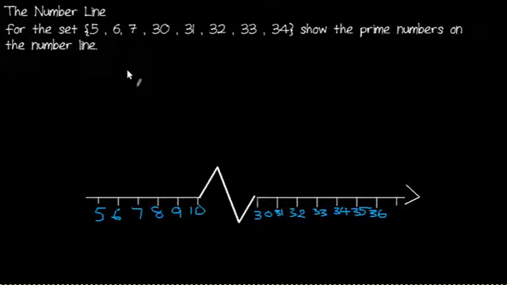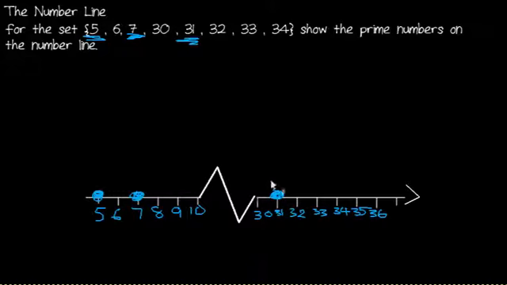And this particular problem is asking for the prime numbers in that set, and so we have a 5, that's a prime number, 7, 30, no, 31, 32, no, 33, no, 34. So it's just 5, 7, and 31, and we show them in exactly the same way as we did before. 5, 7, and 31. And that's really all there is to it.